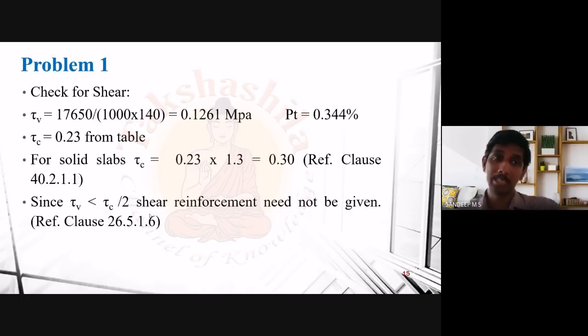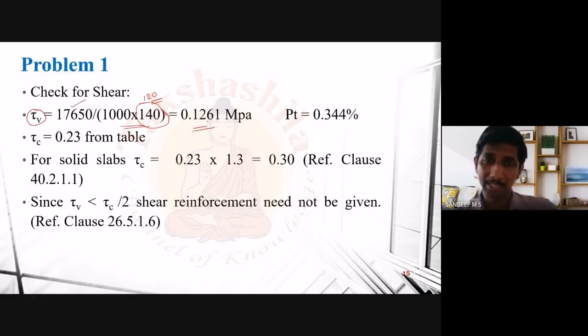Now moving on to the design for shear. We know that the first step is to calculate the value of tau v, and we have already calculated the factored shear force in the initial step. So substitute the value divided by 1000 into 140, and I think there is a slight mistake here. When we calculate tau v, we cannot take it as 140, it was 120. Anyway, please calculate the respective value for tau v.